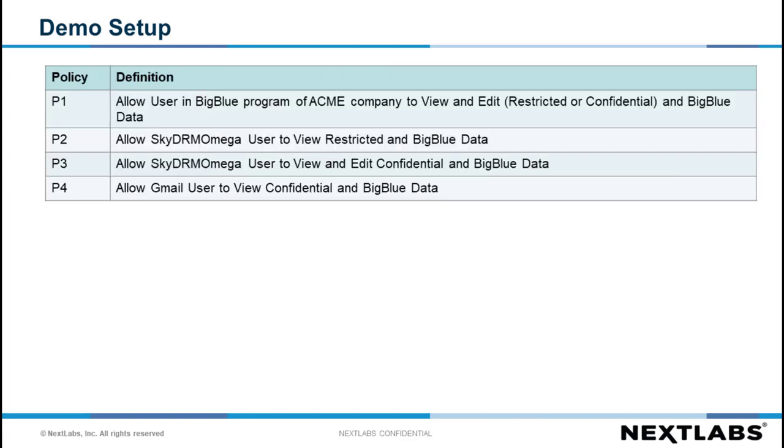4 policies are created for the demo. Policy 1, allow user in Big Blue program of a CME company to view and edit restricted or confidential and Big Blue data. Policy 2, allow SkyDRM Omega user to view restricted and Big Blue data. Policy 3, allow SkyDRM Omega user to view and edit confidential and Big Blue data. Policy 4, allow Gmail user to view confidential and Big Blue data.